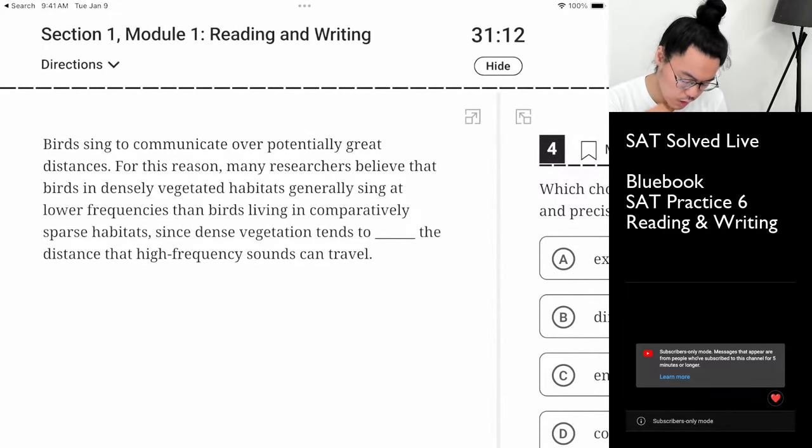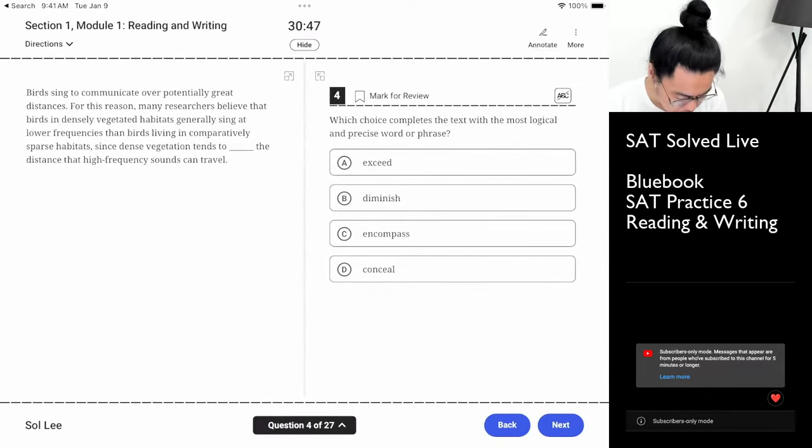Birds sing to communicate over potentially great distances. Wait, I just lost track. Sing to communicate over large distances, generally sing at lower frequencies since they tend to penetrate more stuff. Wait, since dense vegetation tends to muffle the distance, yeah, or stop or shorten, diminish, there we go.